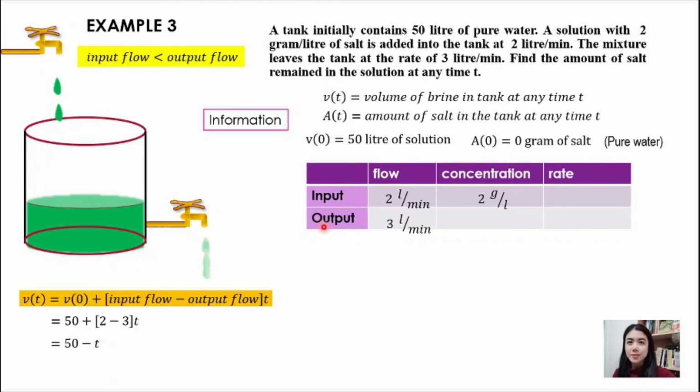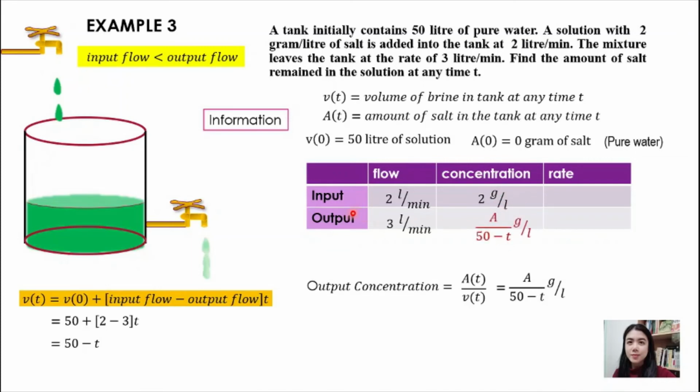Then the next thing that you have to figure out is the output concentration. You're going to get your output concentration by using this formula, that is A(t) divided by V(t). You do not know your A(t), so just leave it as A. But you know your V(t). Your V(t) is 50 minus t. This is your output concentration. You're going to use the same unit as the input concentration. So let's fill in the blank in here.